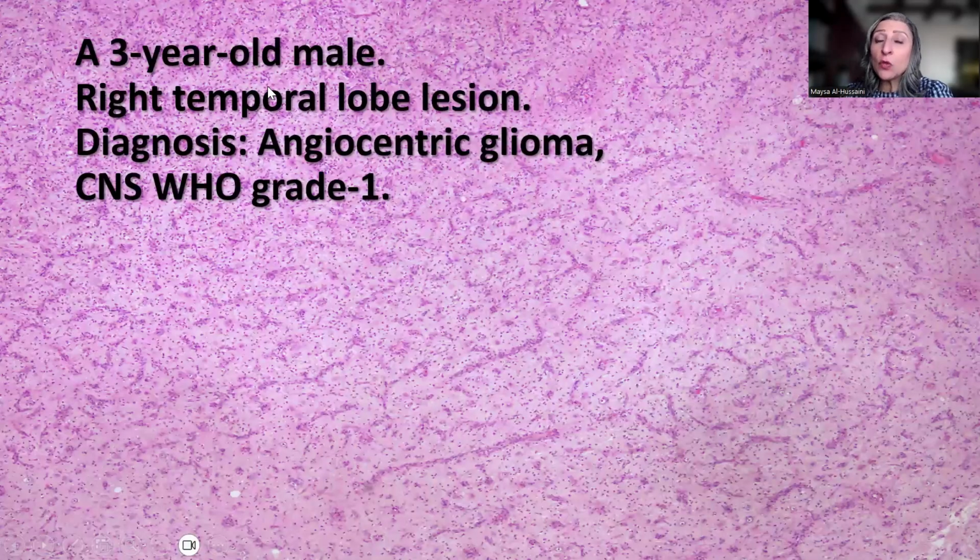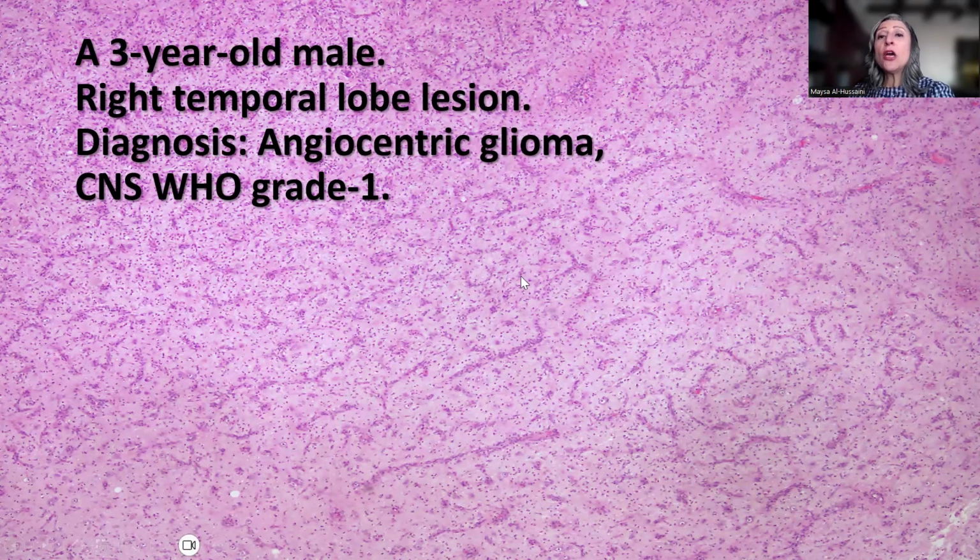So the final diagnosis in this case is consistent with angiocentric glioma, CNS WHO grade 1. Remember that this tumor typically involves the cortex, and the typical presentation is with long-standing epilepsy. Despite being infiltrative, this tumor is assigned a CNS WHO grade 1 because of the indolent behavior and the long-standing nature of the tumor. Once the tumor is excised, the patients usually are cured of seizures, and there is no need to give any further treatment.